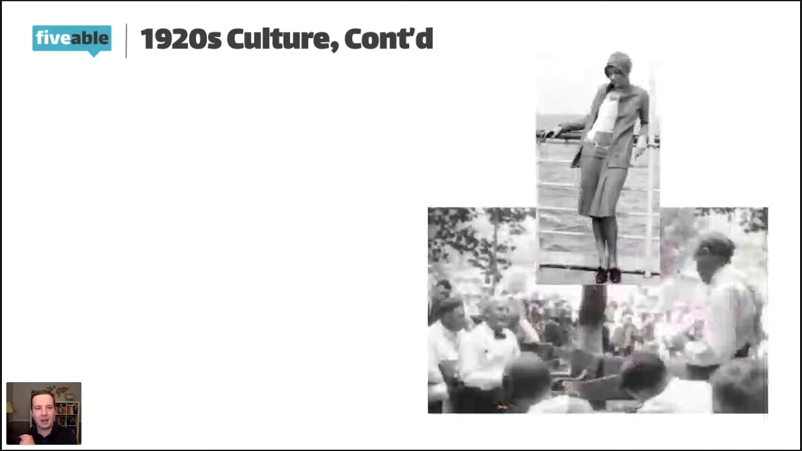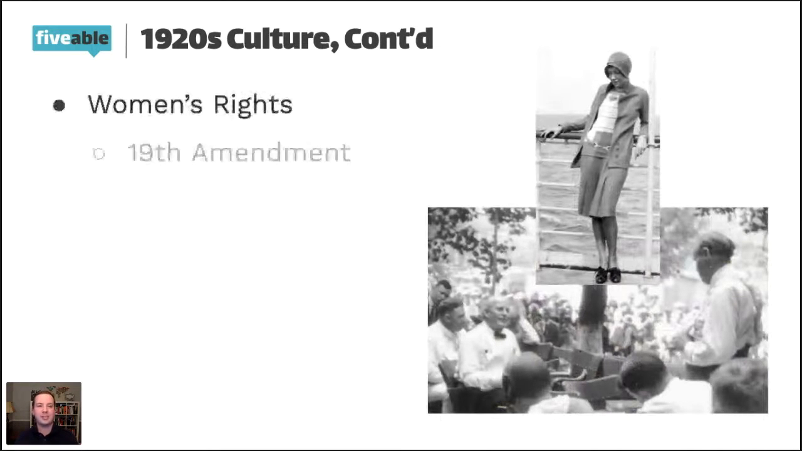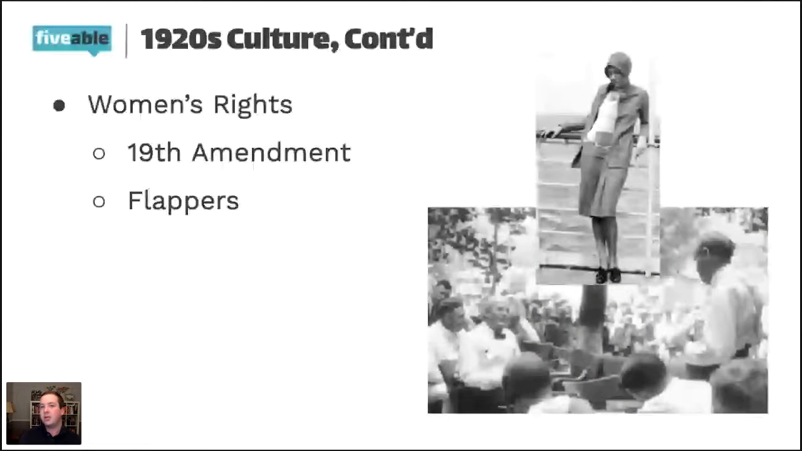One more slide, and then I'll pause for some questions because we've covered a lot so far. 1920s culture. We need to be aware that things are rapidly changing, right? So we have women's rights. The 19th Amendment was passed in 1920. This is the one that gives women the right to vote. There are flappers. An example would be that lady right there. Notice shorter skirts. You can see her ankles, le gasp. She has shorter hair, different fashion styles.